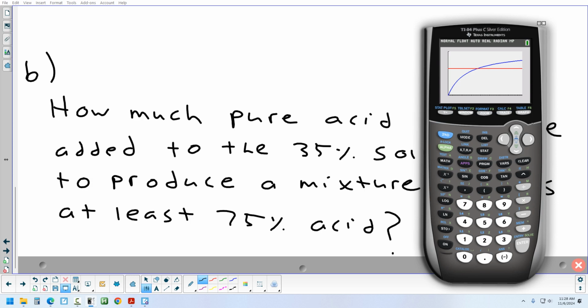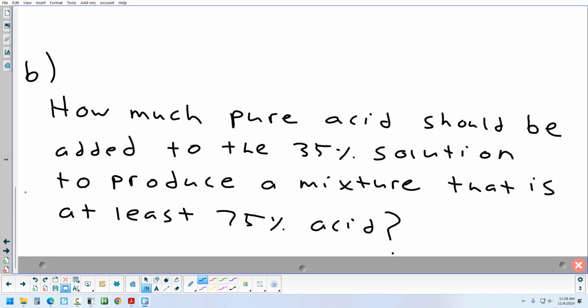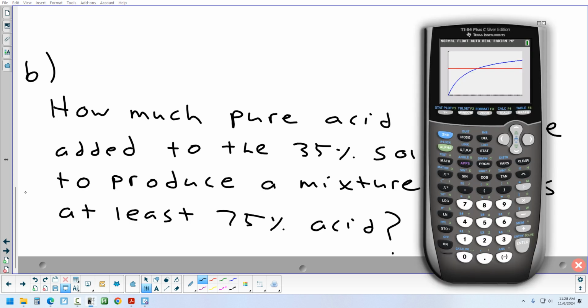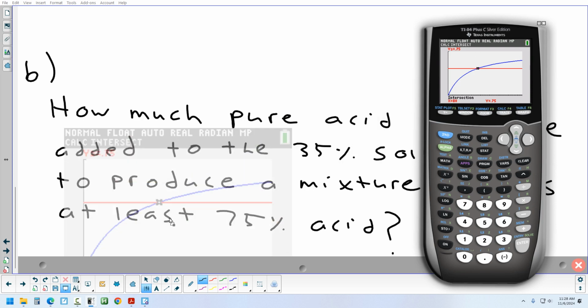And now, how am I going to use that graph to figure out how much acid I need to add? Do the second calc and then do where it traces, or where they cross. Yeah, I'm going to figure out where they cross. So second calc, intersect. Because they only cross one time, the guess is not important. And I get 80 ounces.